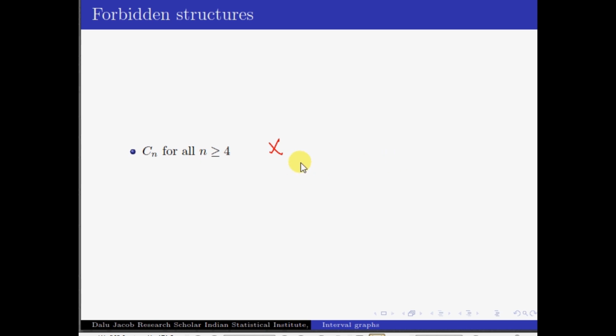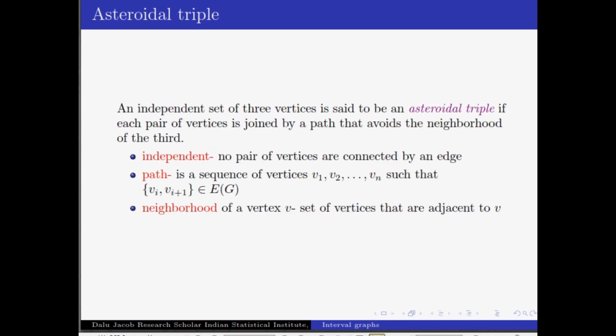But now the question is whether this structure is sufficient to characterize interval graphs. That is, just by forbidding Cn's from some graph, can we characterize interval graphs? But unfortunately the answer is no, because it is not sufficient yet. We need some more structures in order to characterize interval graphs. And one such structure is the asteroid triple. You don't have to be worried about seeing the fancy name of asteroid triple. I will explain what you mean by an asteroid triple.